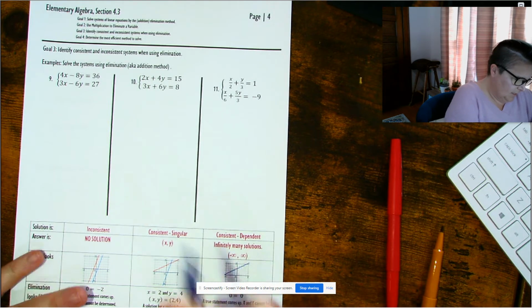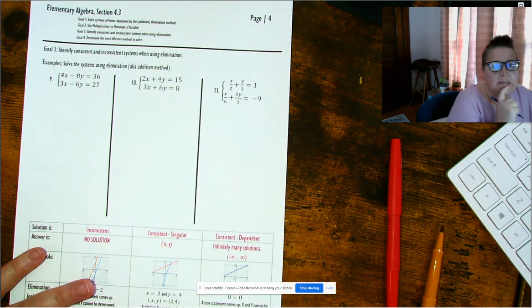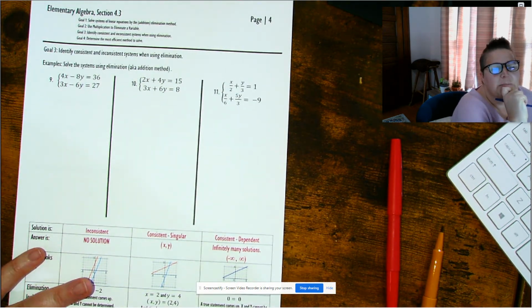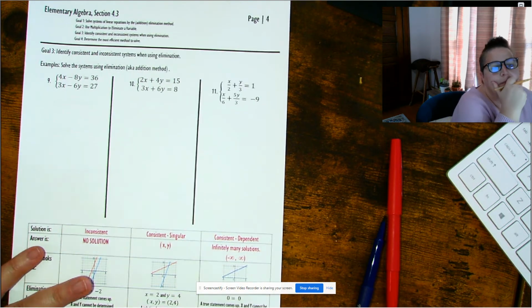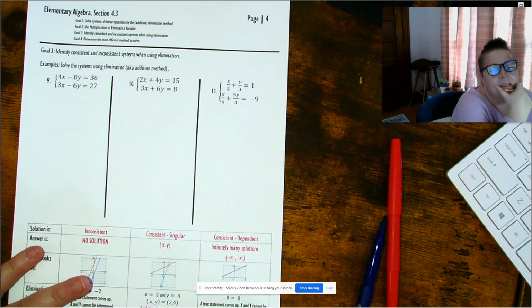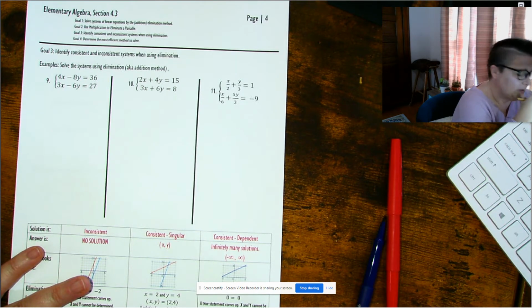So let's look at these. If I'm going to solve this particular system, here I've got 4x minus 8y is 36, and 3x minus 6y is 27. So to solve this system, I think I want to go with x's because 3 and 4 can both be made into a 12. And that's pretty nice. 8 and 6 would get me to 48. I don't want to do that.